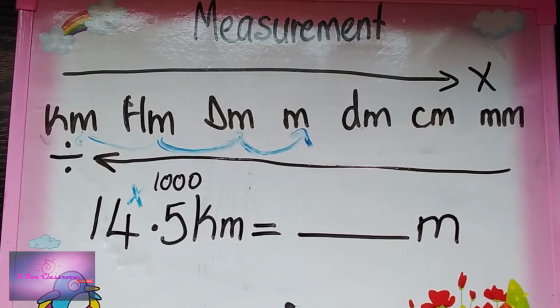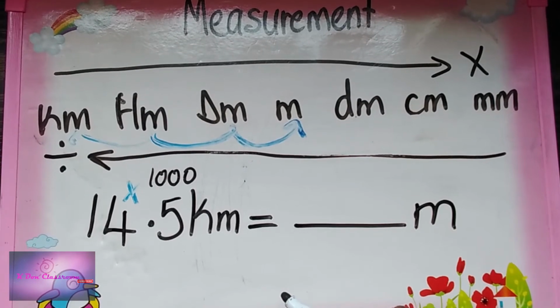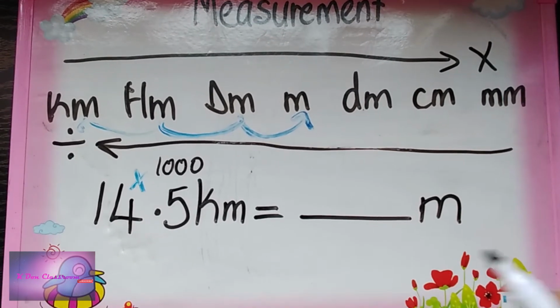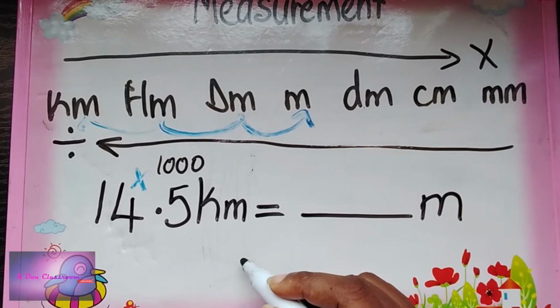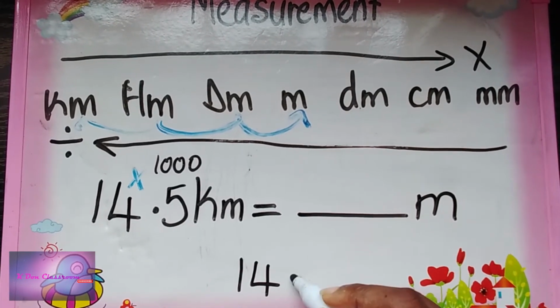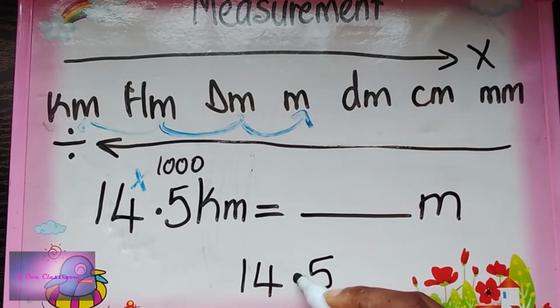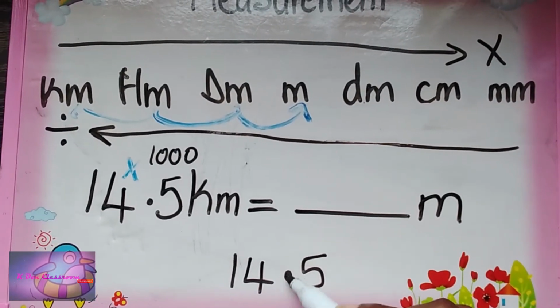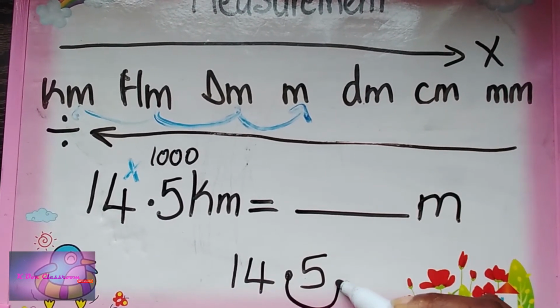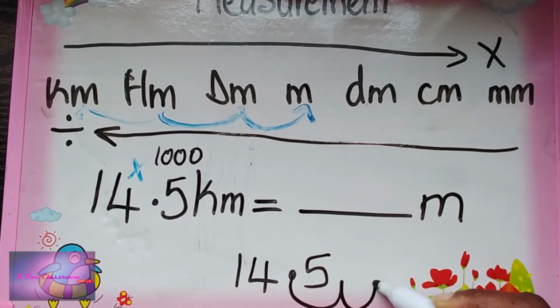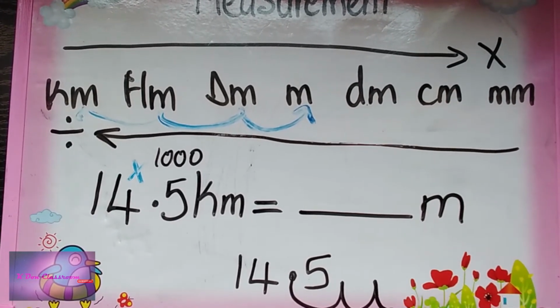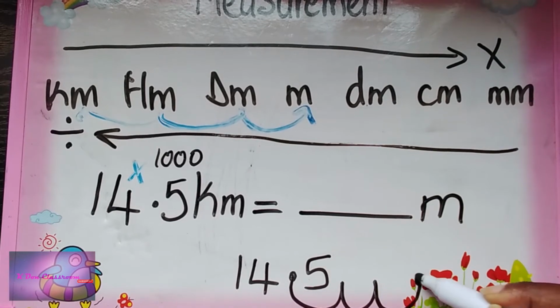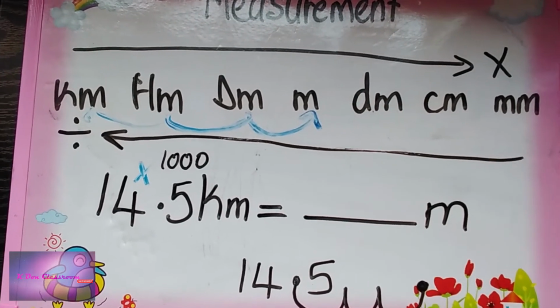So how many spaces should I travel with this decimal point? I will travel 3 spaces. Let me put it back right here so you can see. So I have 14.5 here, and I'm going to travel with my point. I go 1, just like before, 2, just like before, and 3. So my point is now here.